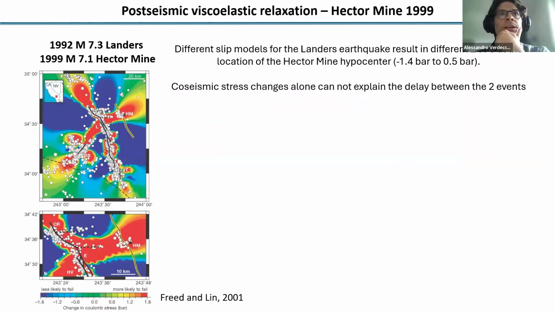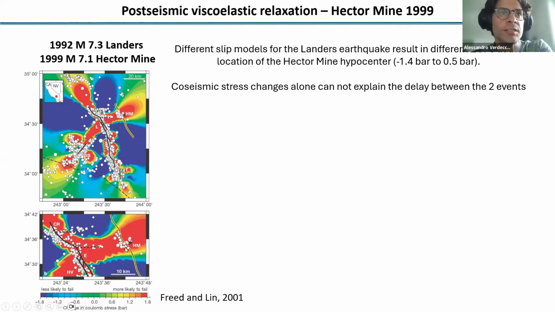Some examples that try to understand the relationship between different earthquakes are shown again for California, for the Hector Mine 1999 earthquake. This is an event that followed the Landers earthquake, the 1992 earthquake. You can see the fault responsible for the Landers earthquake right here, and the Hector Mine occurred right here. This is in yellow and black, the fault responsible for the Hector Mine event.